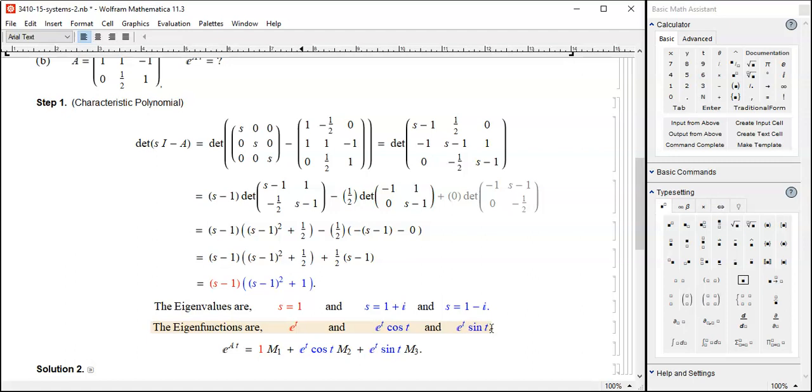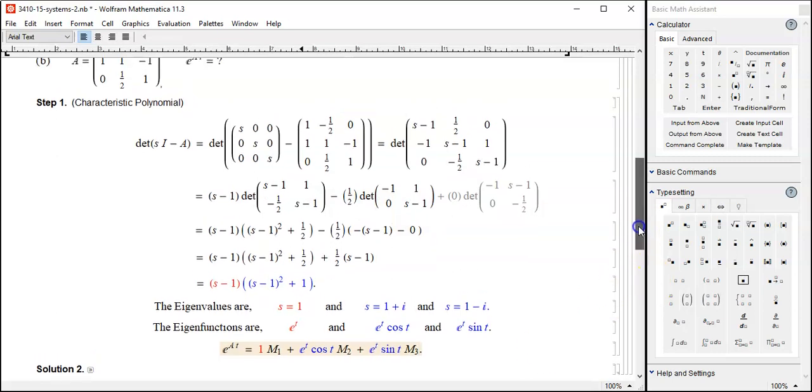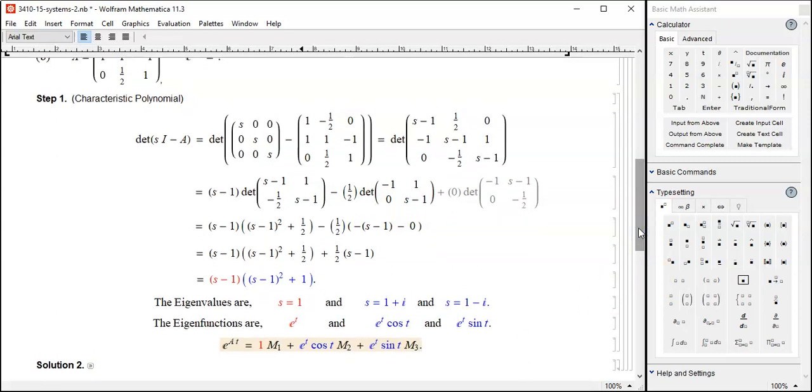If you have 1 or s over (s minus a) squared plus b squared, that's that form. Anyway, we have those eigenfunctions: e to the t, e to the t cosine of t, and e to the t sine of t. We have those three. So we have coefficient matrices M1, M2, M3, and those three we have to determine. How are we going to do that?